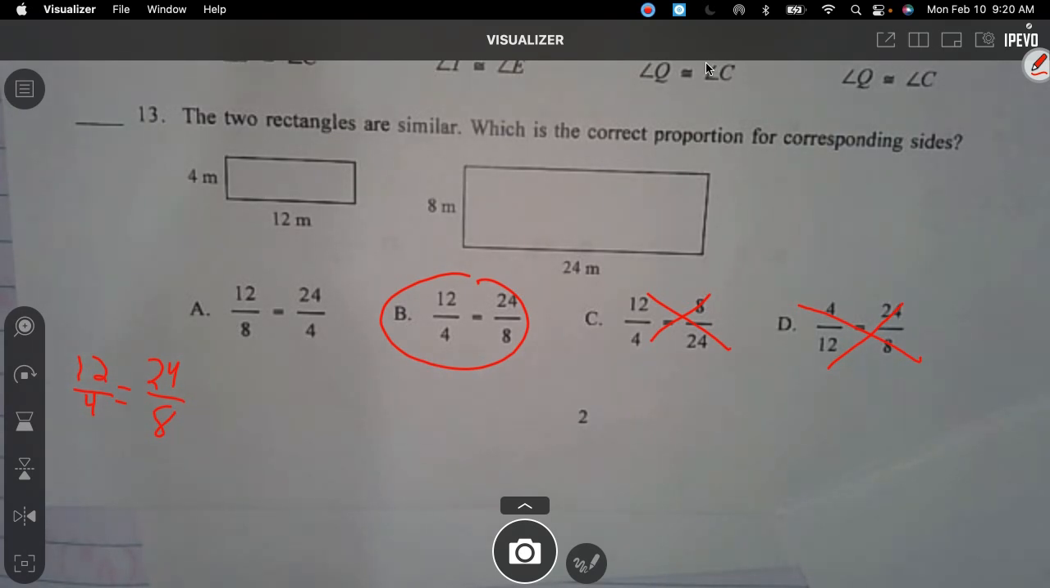Do we kind of get that? Like, just see what order matches. Perfect. That one's the only one that was set up right. If I did 12 to 4, then I have to do 24 to 8. Like this one, I can't even match 12 and 8 together. Does everybody understand that? 12 and 8 are not matching sides. So that cannot even go together. All right, moving along. We're getting through this quick.